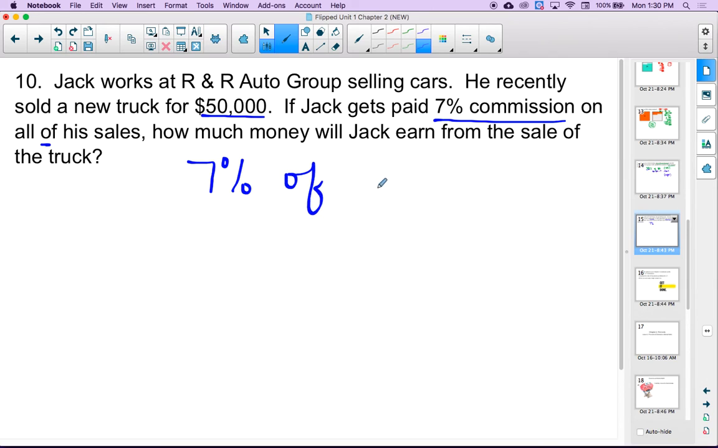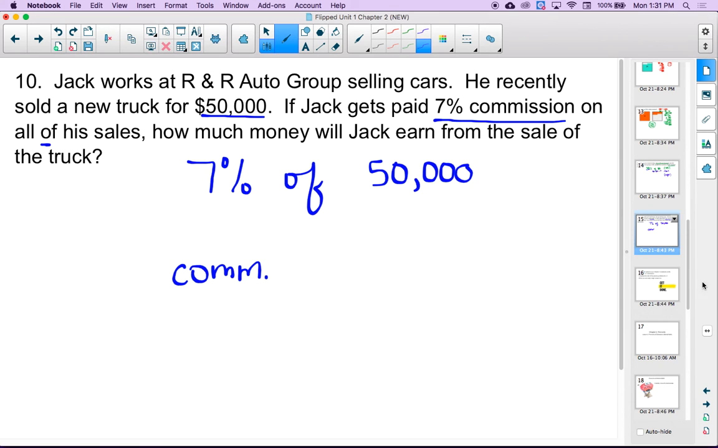And we're going to figure out what is 7% of the sale itself. Well, the sale itself was $50,000. So we will have to find out what is 7% of 50,000. You know how to do that. I will not do that for you. And once we know that number, we found the commission.